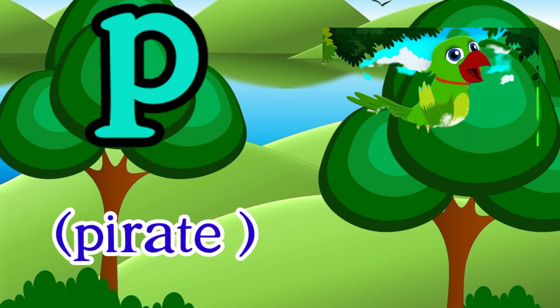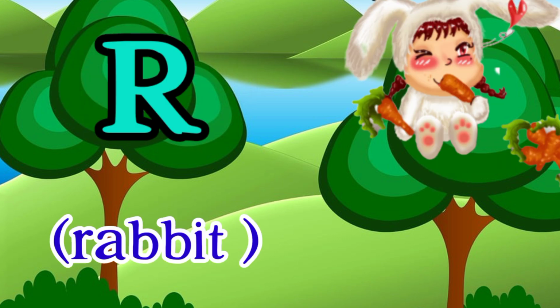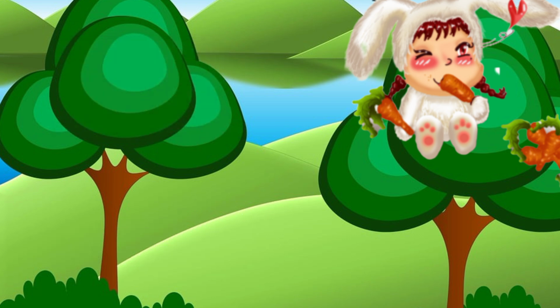P for parrot, parrot means tota. Q for queen, queen means rani. R for rabbit, rabbit means khargosh.